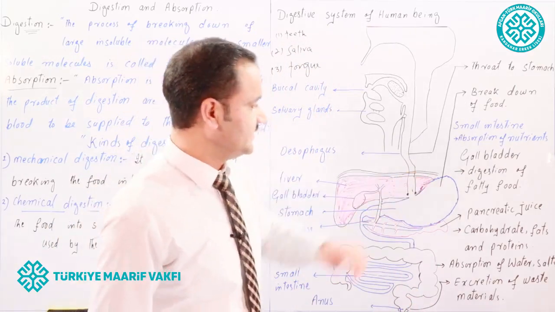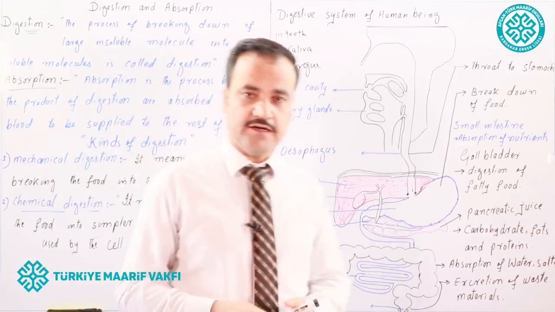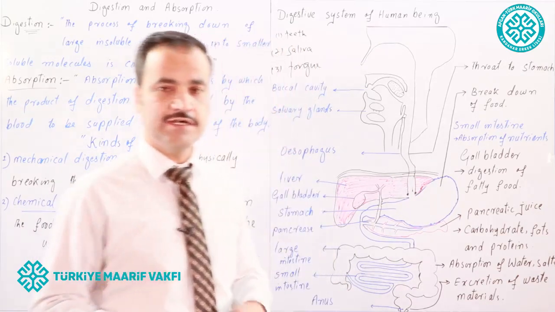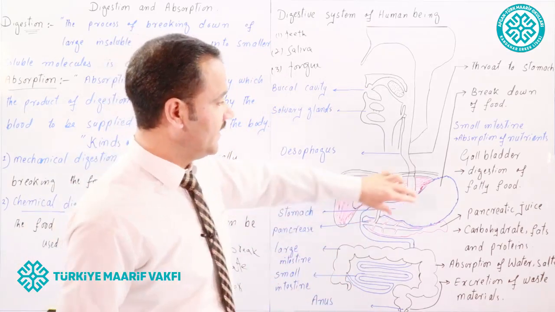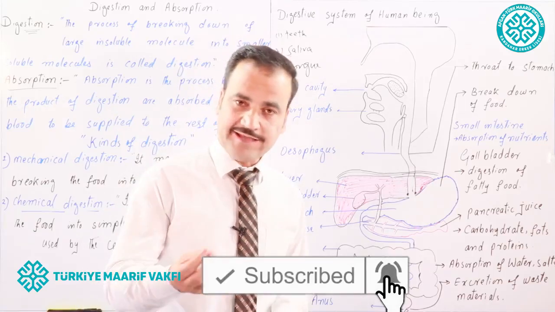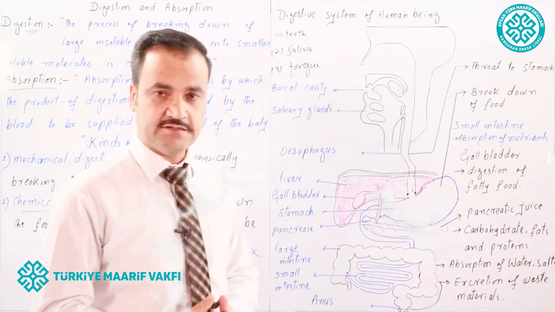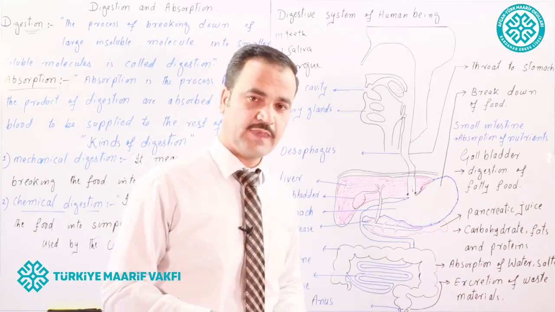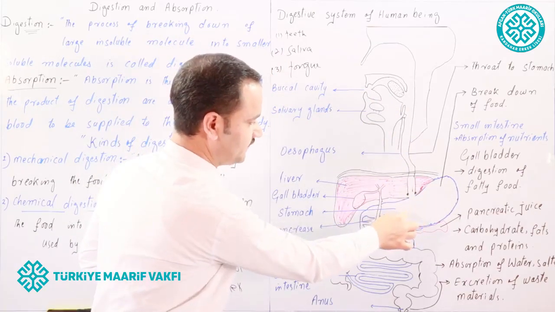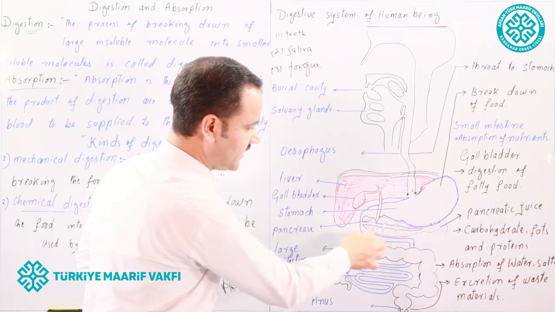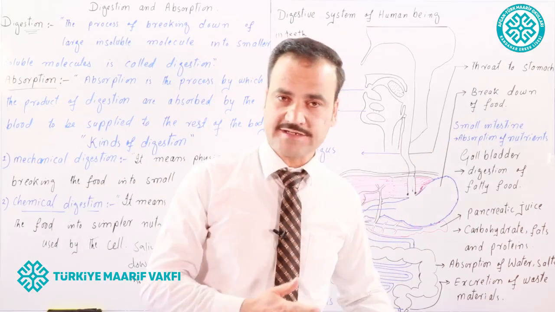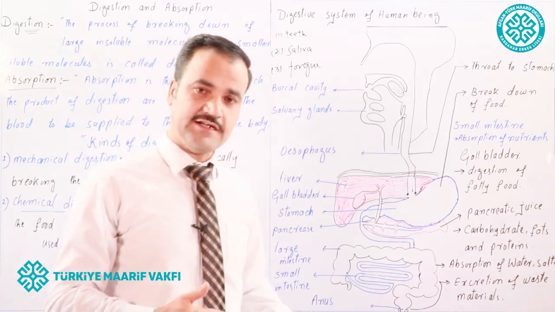Okay, after that, the stomach produces HCl, hydrochloric acid, which kills the bacteria. And the stomach has an enzyme called pepsin, which digests the protein. Okay, that food which came to the stomach, now this food will come to the small intestine, which is the most important part of the digestion and absorption.